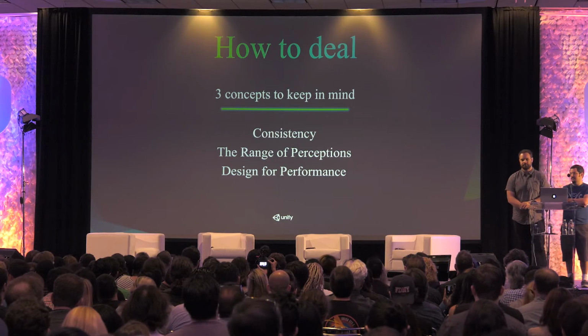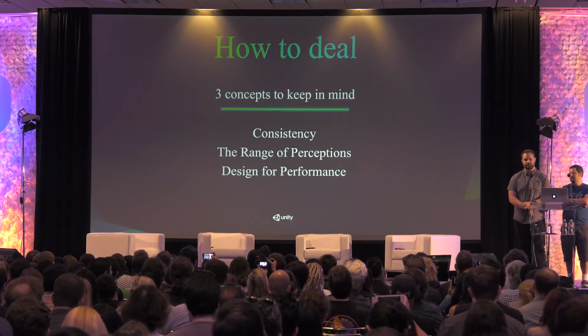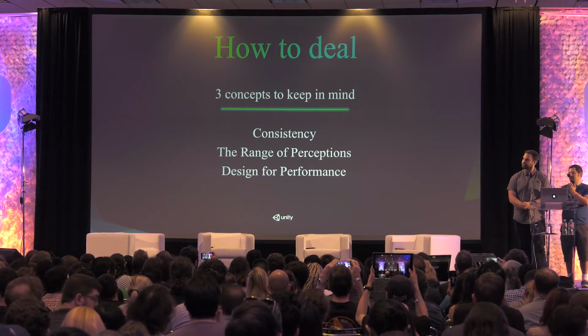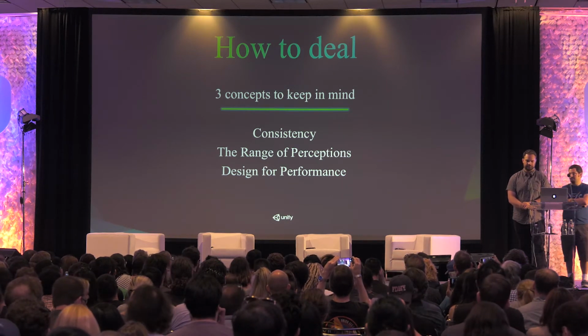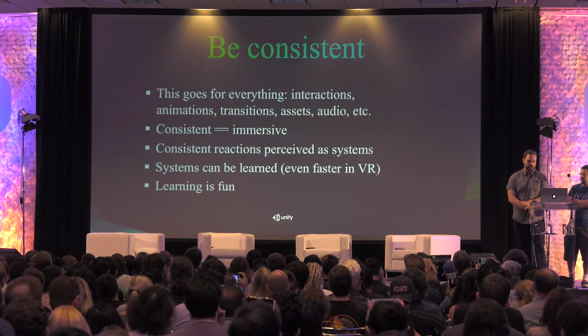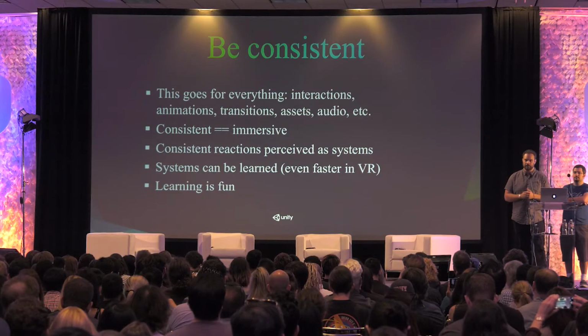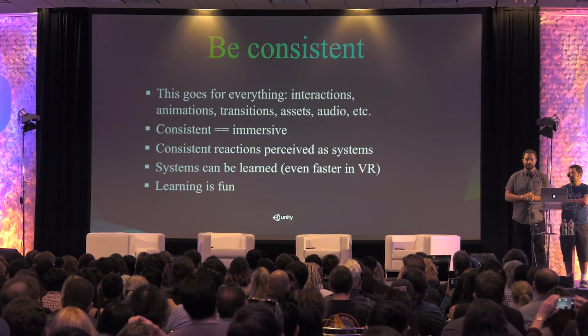So if you find yourself in a new situation, which is very common in VR, and there is no how-to guide, we have basically 3 guiding principles that will help you engineer a solution. So the first one, consistency. A lot of times when people are talking about something being immersion breaking, what they really mean is inconsistent. If you have a set of consistent reactions in a game, that'll be a system. Systems can be learned. People really, really like systems.